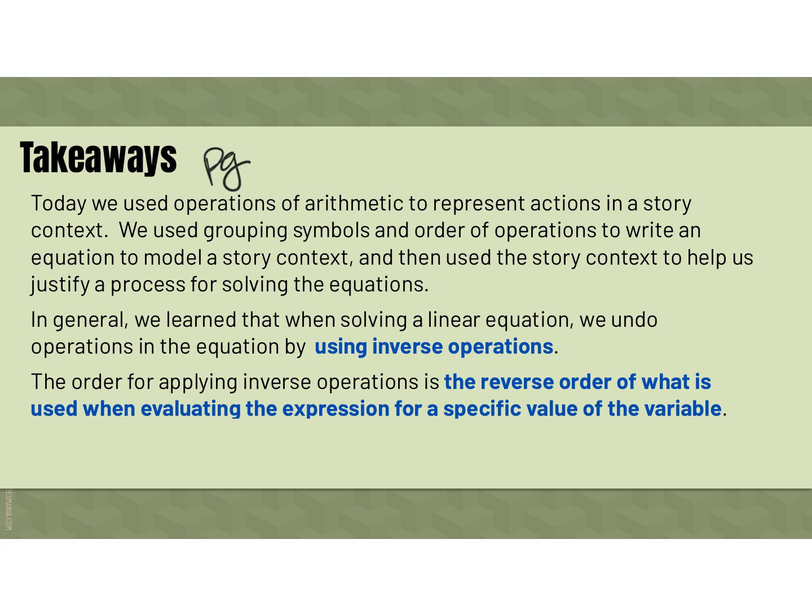So here are our takeaways for today. On page 6 to 7, we have our different takeaways. Today we used operations of arithmetic to represent actions in a story context. We used grouping symbols and order of operations to write an equation to model a story context, and then used the story context to help us justify a process of solving the equation. In general, we have learned that when solving a linear equation, we undo operations in the equation, and it's called inverse operations. So we did everything by doing the inverse, doing the opposite.